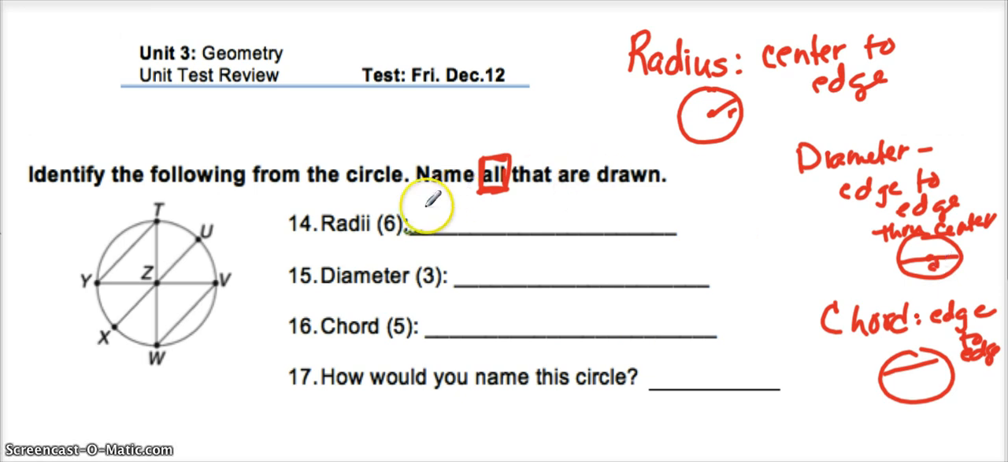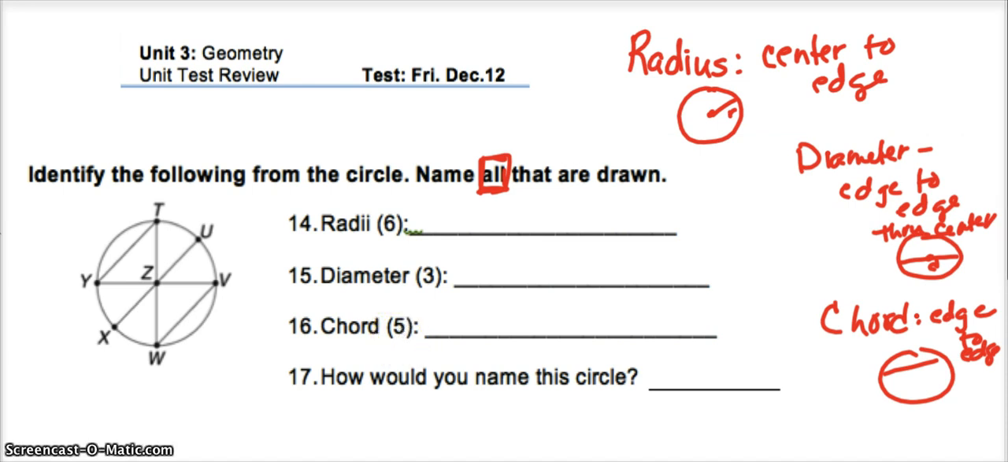So the numbers here to the sides for this study guide, name how many are possible. So you should be able to find 6 radii, 3 diameters, and 5 chords. What I'd like for you to do is to pause the video and try these. If you haven't already, please try them first and then come back and check your work.